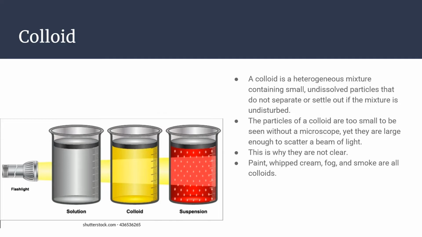Moving on, so colloids. A colloid is a heterogeneous mixture containing small undissolved particles that do not separate or settle out if the mixture is undisturbed. The particles of a colloid are too small to be seen without a microscope, yet they are large enough to scatter a beam of light. This is why they are not clear. Paint, whipped cream, fog, and smoke are all colloids.